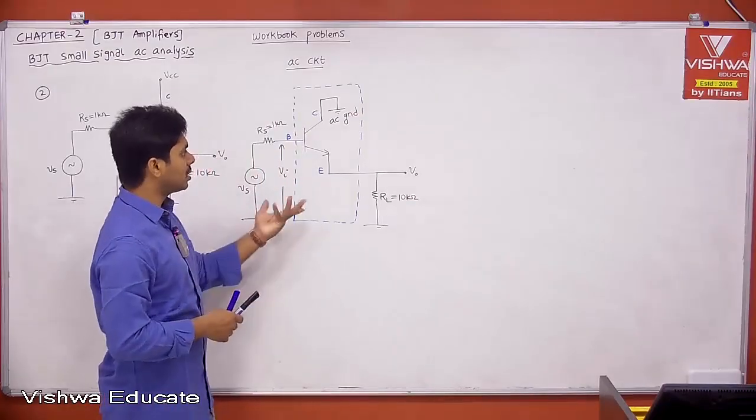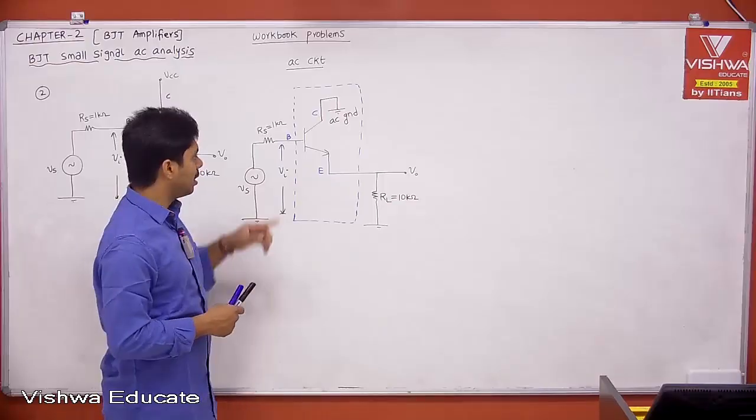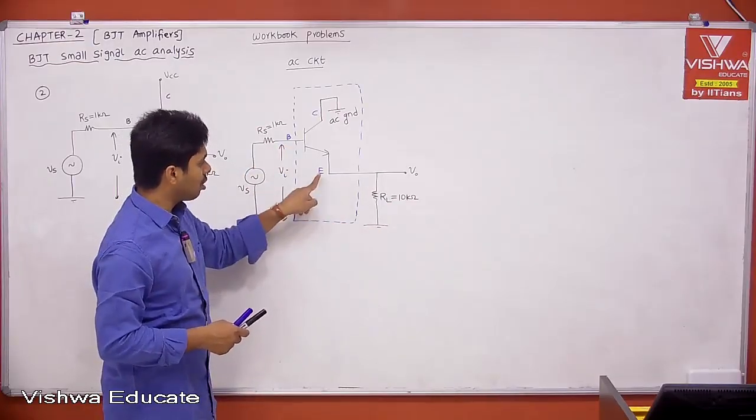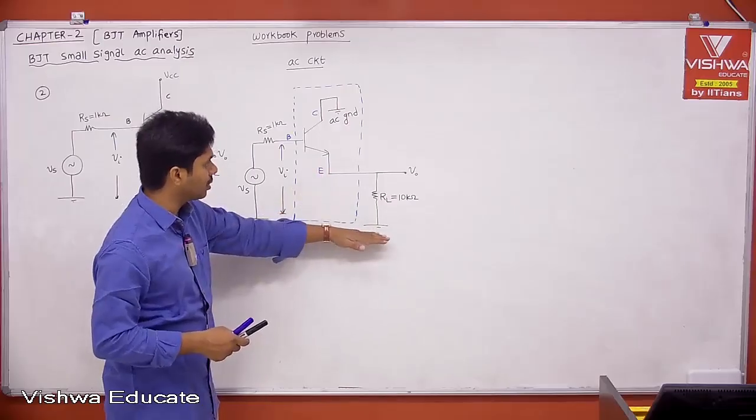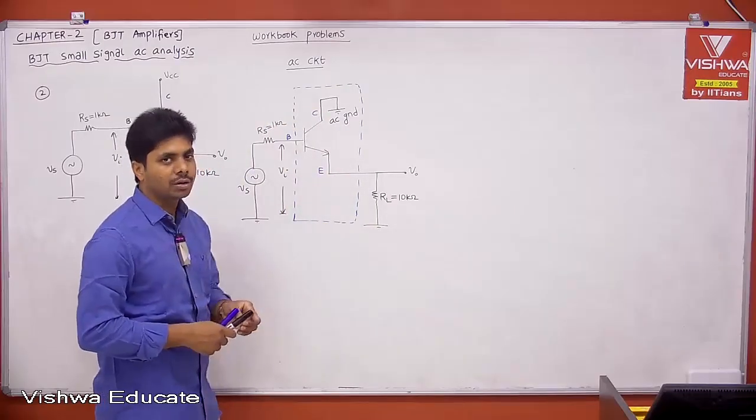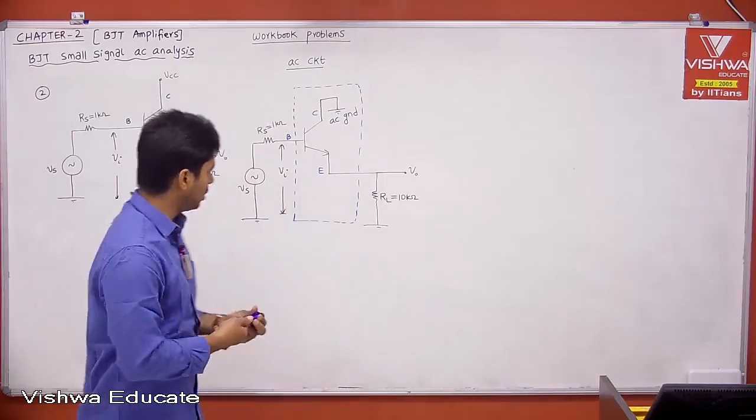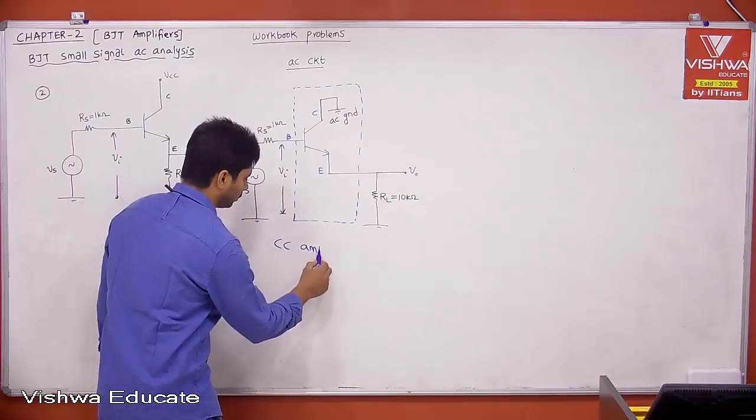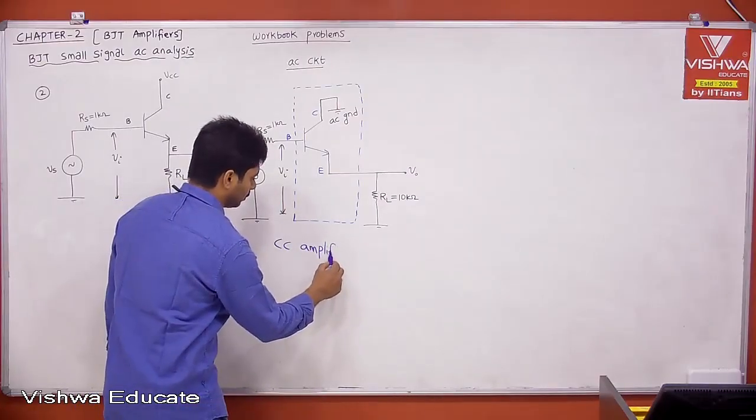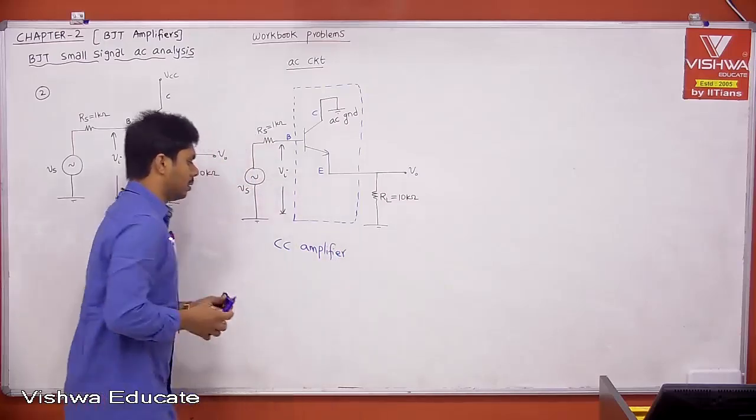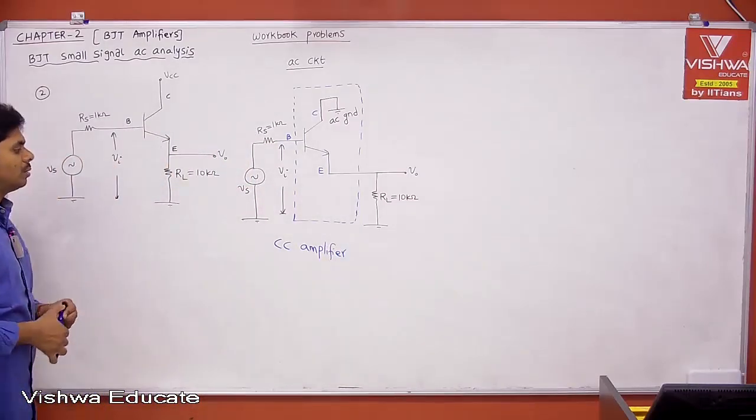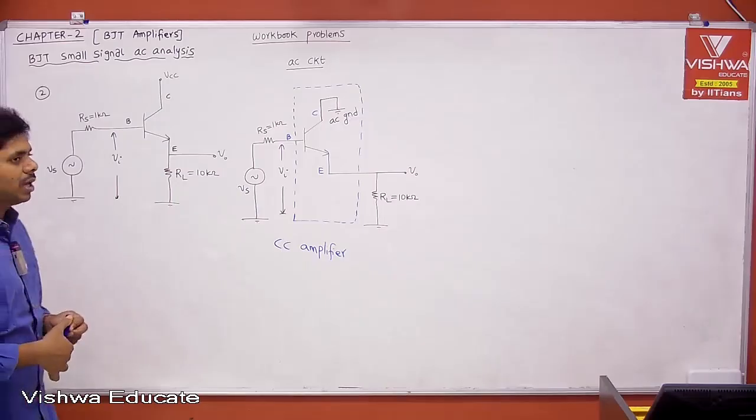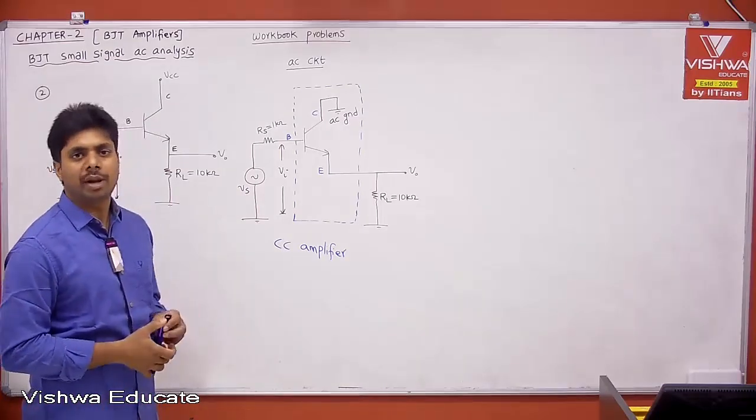Therefore, if I repeat, this is nothing but a common collector amplifier, because we apply input voltage at base with respect to ground, take output voltage at emitter with respect to ground, and collector is at ground. Therefore, common collector amplifier. This is the CC amplifier. Right? Now, once you know the configuration, then immediately apply the formulas we derived.